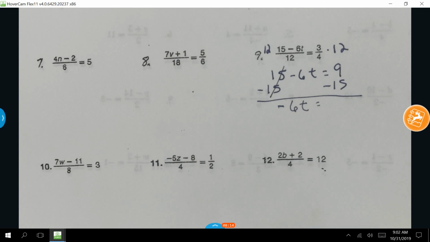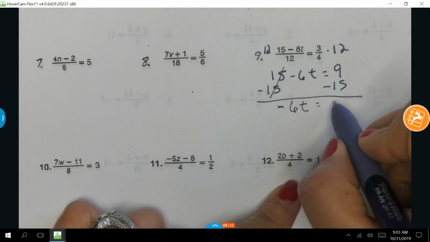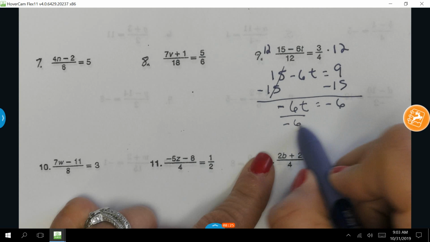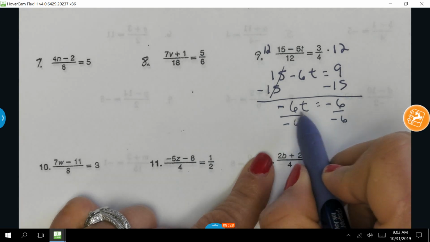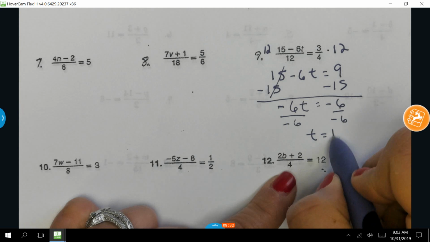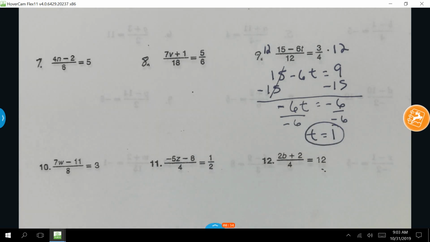Again, if you get the wrong answer somehow, try the opposite sign. That's usually going to fix it most of the time. And then 9 minus 15 is also negative 6. Divide both sides by the coefficient of the variable, and what will t equal? 1. Yes.